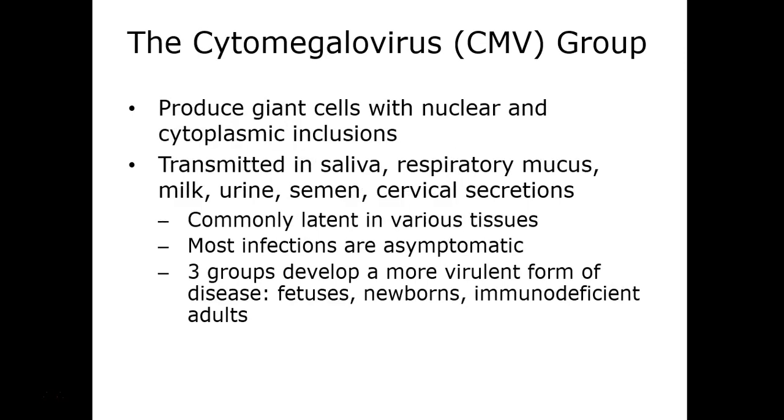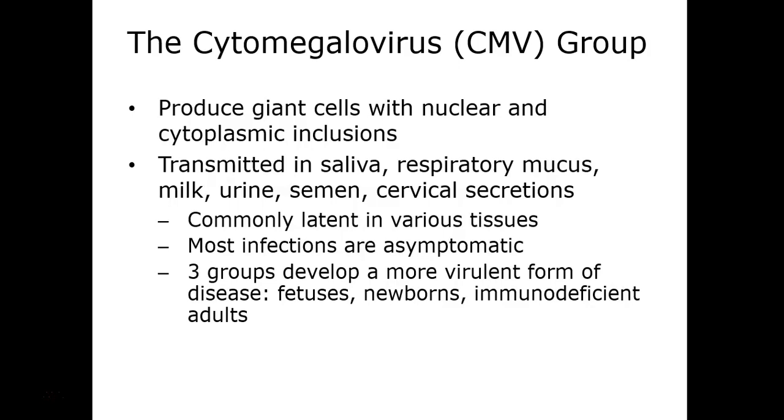So we're going to move into the next group of our herpesvirus family. This is the Cytomegalovirus group, or CMV group. They are typically known for producing massive multinucleated cells that have inclusions in their cytoplasm. They are transmitted through bodily fluids such as saliva, mucus, milk, urine, semen, and cervical secretions. They are mostly latent viruses, and most infections are asymptomatic. So you don't even know that you have the infection because no symptoms present.